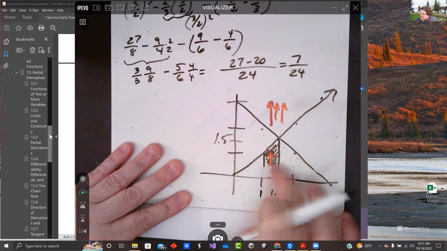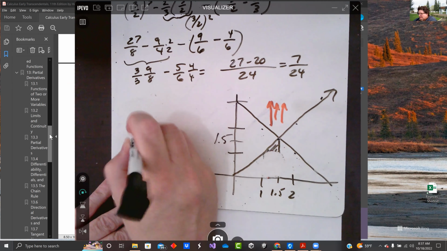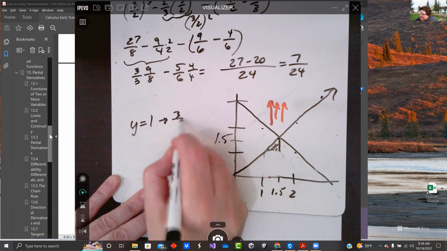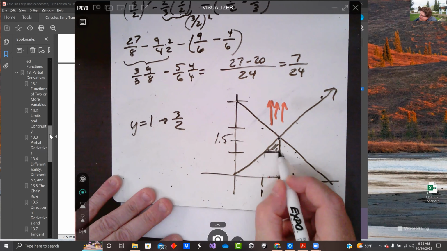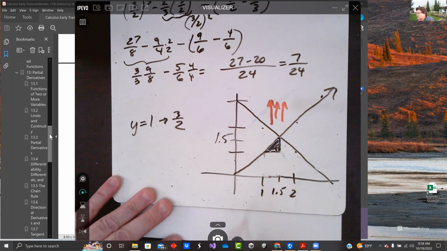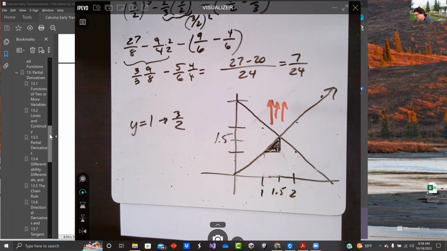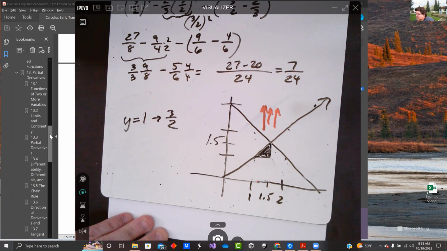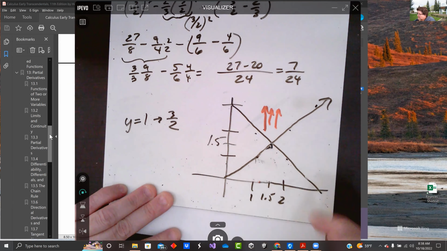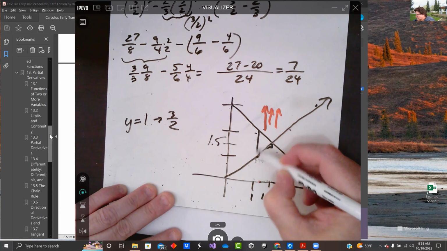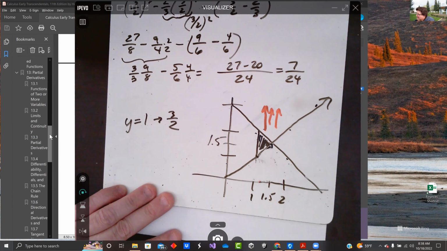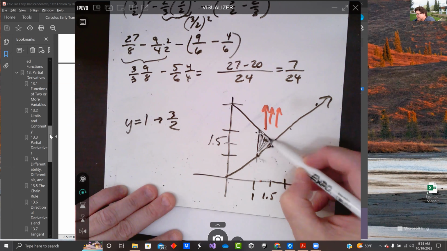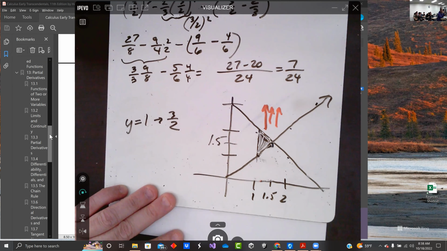No, this is not what we had. dy. So y was going from 1 to 3 halves. That's how it was initially. So we were only doing this section right here. That isn't right. There we go. It's between y and 3 minus y, and then x. This makes much more sense.